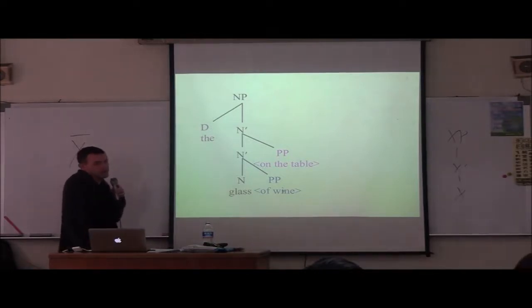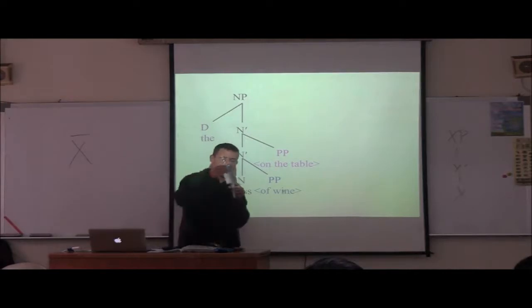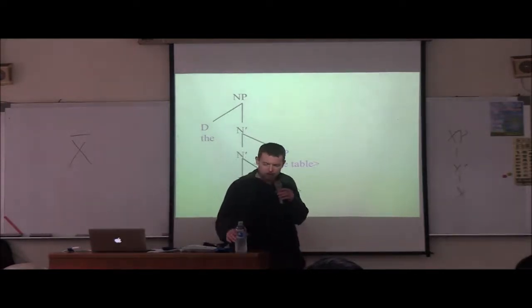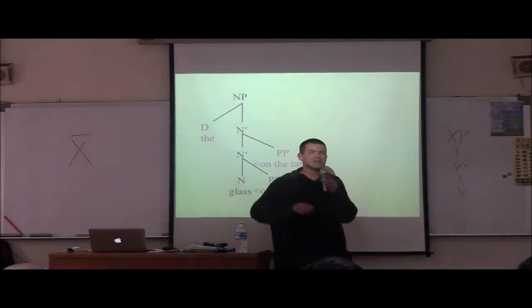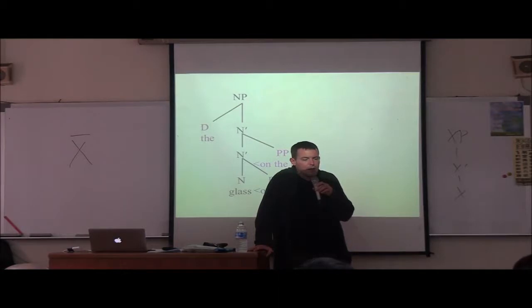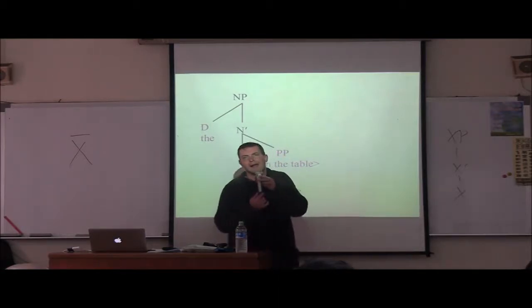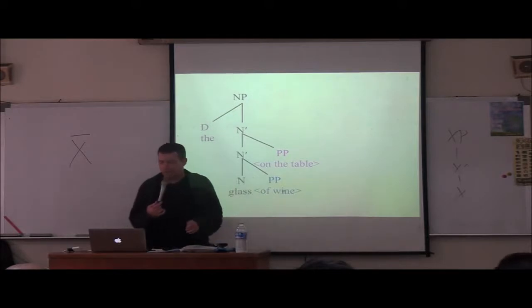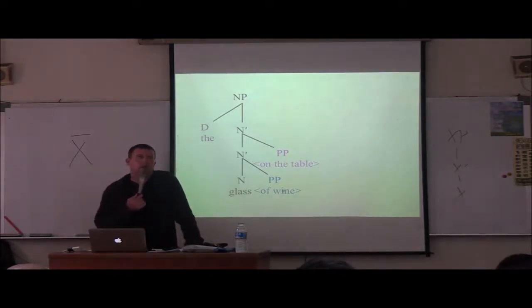If I want to draw a tree for the phrase, the glass on the table, let's just say there's a glass on the table, and the glass is on the table. Can you draw a tree for this? Or what would I have to change about this tree for a phrase, the glass on the table? What do I have to do to this tree?